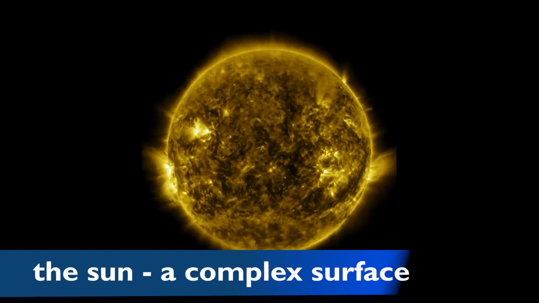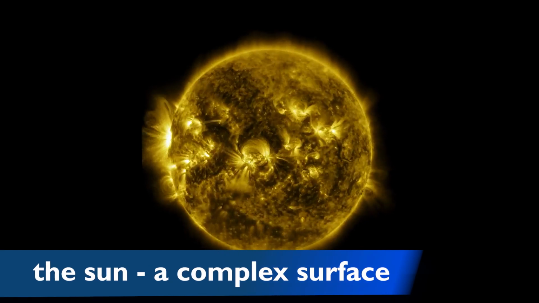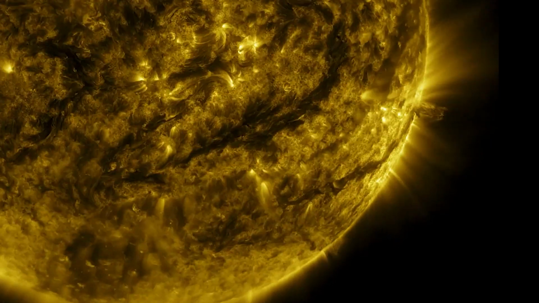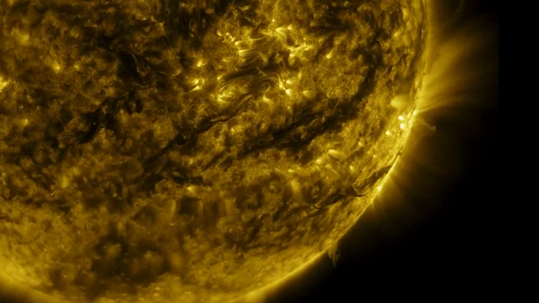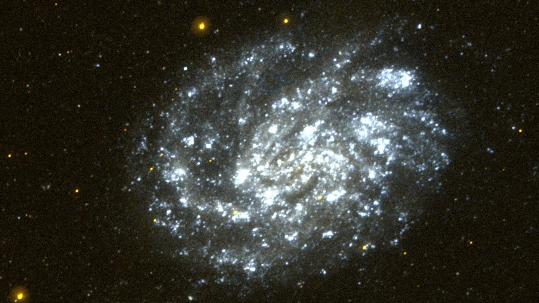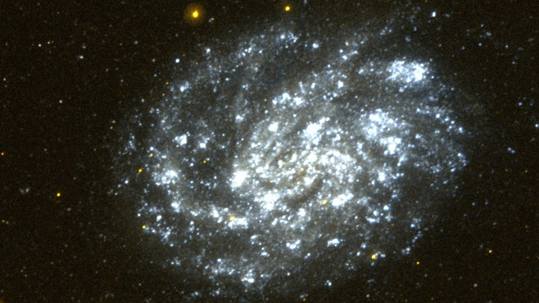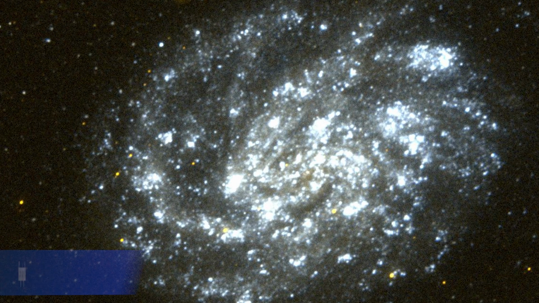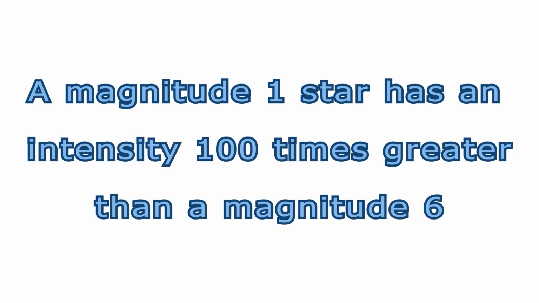As time went on, astronomers became more interested in making accurate comparisons between the stars. And so it became clear that a better system than "I doth declare, my lord, this is a magnitude 1 star" was needed. And so during the 19th century, the scale was redefined using strict logarithmic ideas. Here's the definition now. A magnitude 1 star has an intensity 100 times greater than a magnitude 6 star.